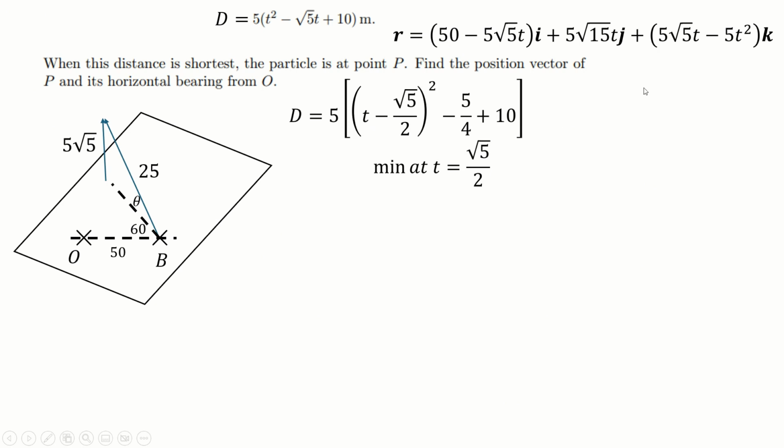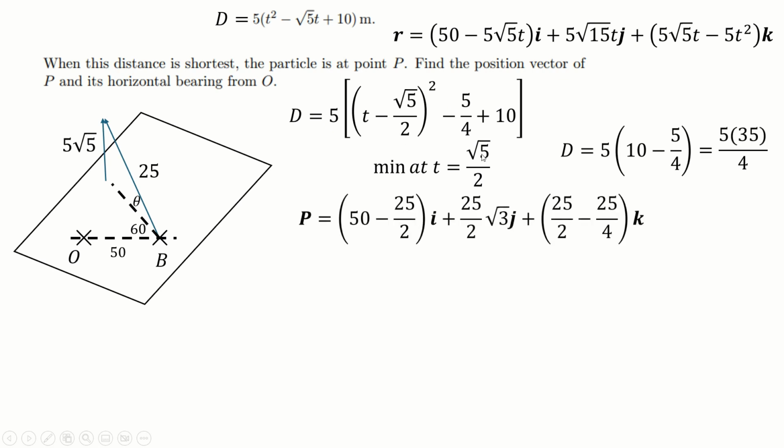At this point, I'm also just going to say, because this is helpful for the ending of this question, when t is root 5 over 2, this becomes 0. So the distance is 10 minus 5 over 4 times 5, which is 40 minus 5 over 4, which is 35 over 4. I've just left it as that because I couldn't be bothered to work out what that actually is. Anyway, at this point, we just need to put root 5 over 2 into our position vector here, which will give us this.